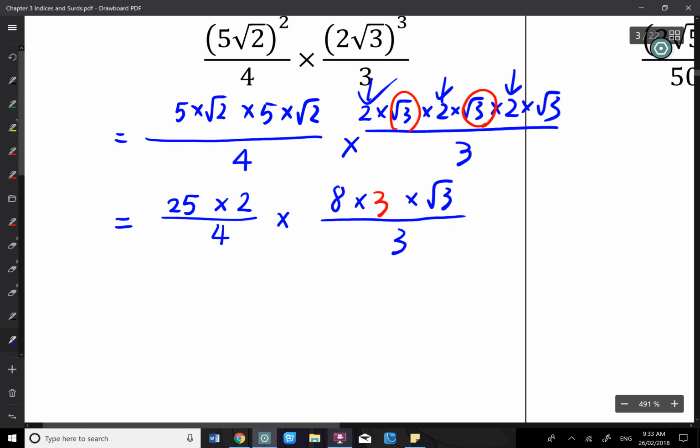So you can cancel anything from the top and bottom. So 3 and 3 gone. The 4 and the 8, this 8 becomes a 2. So there's no denominator, the denominator is all 1. So only the numerator: 25 times 2 times 2, that's 100. And you times the root 3, that's 100 root 3.